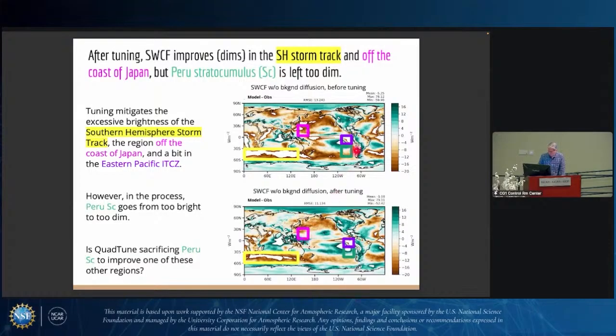But the problem is here. So over here in the Peru stratocumulus region, it looked fine before tuning, but retuning makes it too dry. So then the question is, is QuadTune, this automatic tuner, sacrificing this stratocumulus region in order to improve the storm track or the coast of Japan? And it's kind of hard to tell looking at this. Both of them are too bright. They both get dimmer, so it's not clear what the tension is.